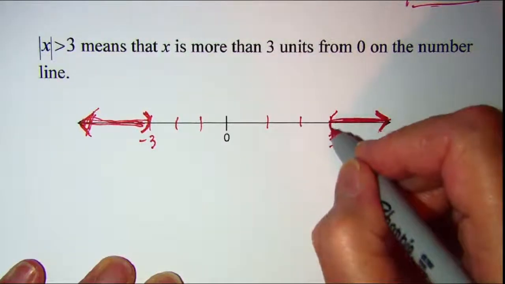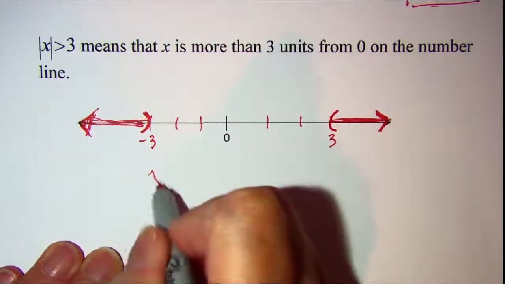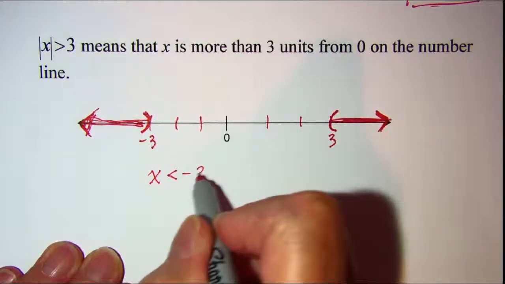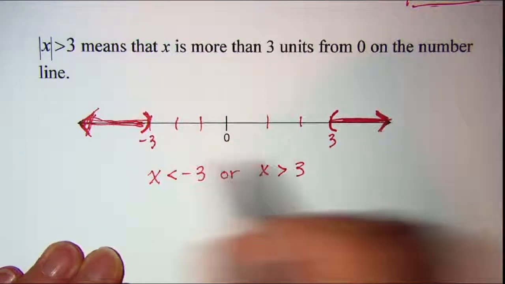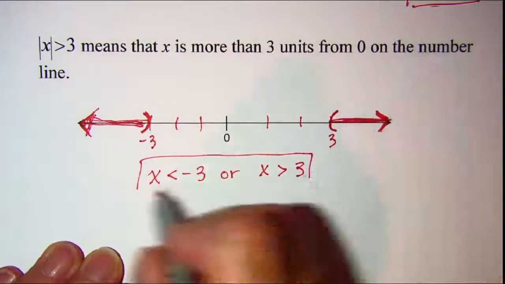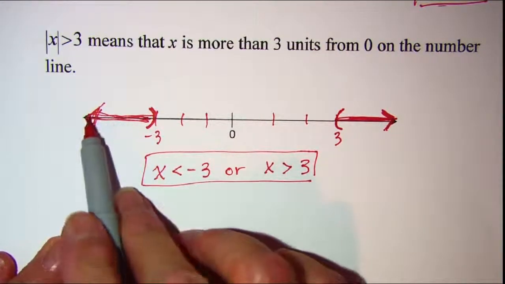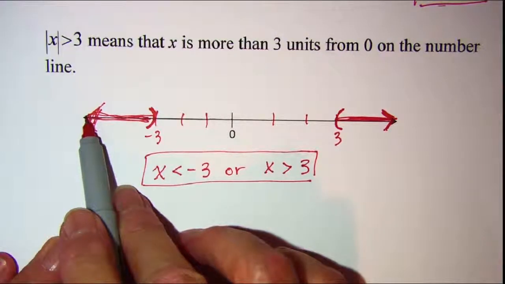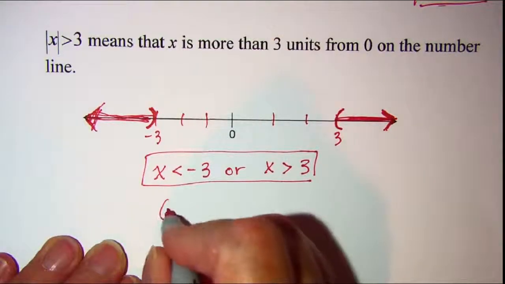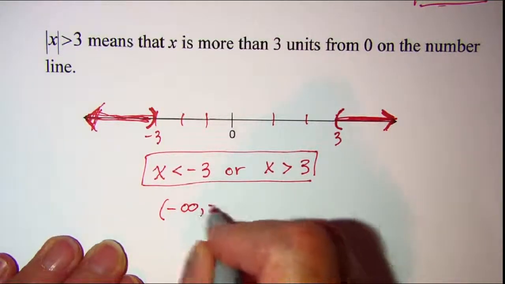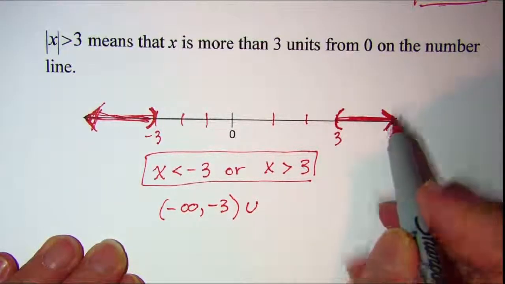So my solution set then would be x is less than -3 or x is greater than +3. And again, if you have interval notation that you're using, then our left boundary is -∞, and I'm going all the way up to -3, union with the interval from 3 to +∞.